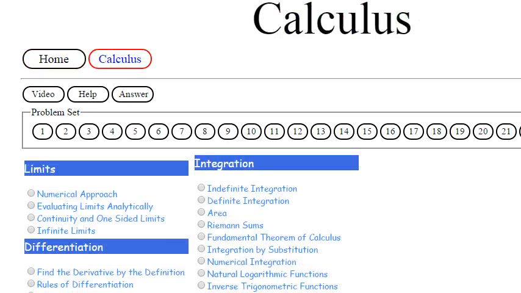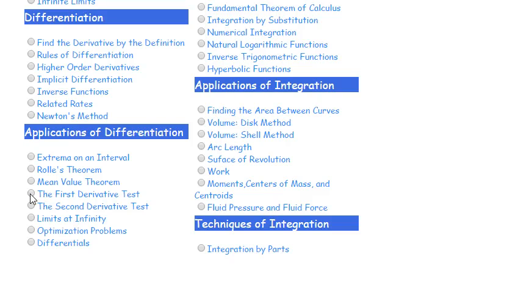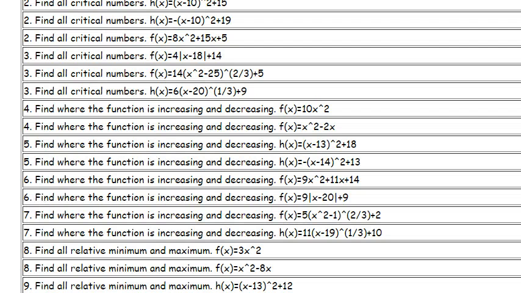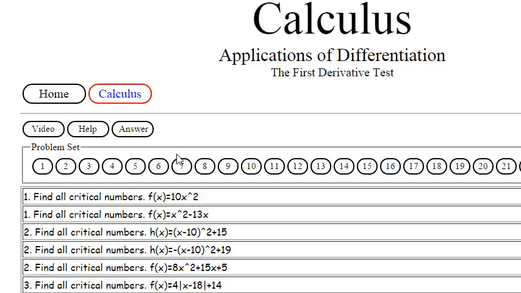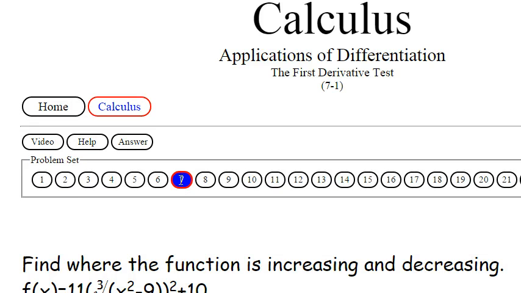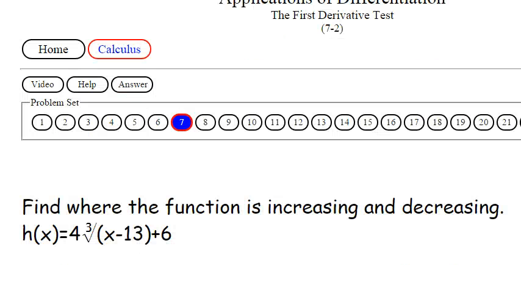Let's click the calculus button and go down to the first derivative test. And we want to see 7-2. That's what we want to see. So go ahead, write that down, and we'll head over to the whiteboard.